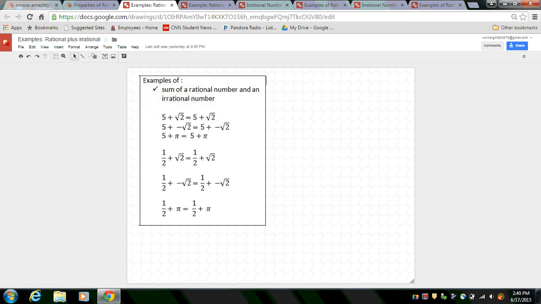5 and the square root of 2 are not like terms or like radicals, so we cannot combine them. So when you add them together, it stays 5 plus the square root of 2. The same thing with 5 plus negative square root of 2. That equals 5 plus negative square root of 2. And 5 plus pi equals 5 plus pi. These are some of my examples of adding a rational number with an irrational number.